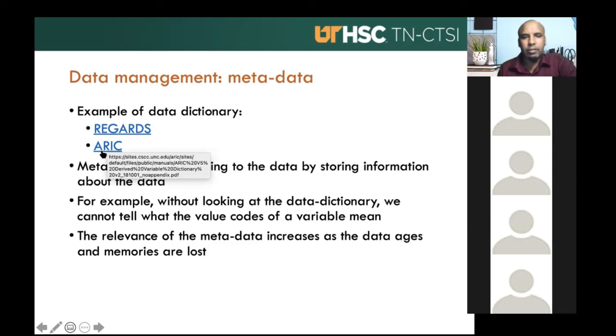It also has a publicly available data dictionary that helps to understand what the variables and values stand for. So metadata gives meaning to the data by storing information about the data. For example, without looking at the data dictionary, we cannot tell what the value codes of a variable mean. The relevance of the metadata increases as the data ages and the memories are lost.